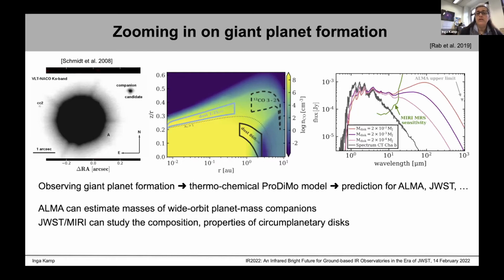And more importantly, we also got a JWST proposal approved, because with these simulations, we can show that actually with the sensitivity of MIRI on JWST, we will be able to detect the emission both from the dust and the gas if there is a circumplanetary disk around this object. And so this is really a very cool prospect.